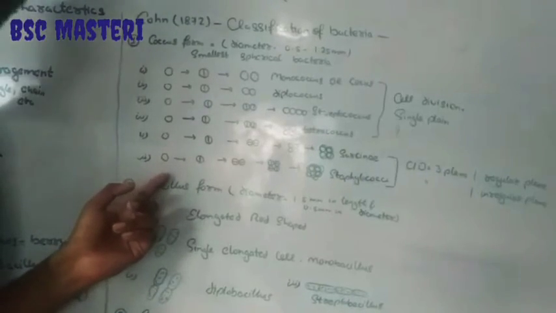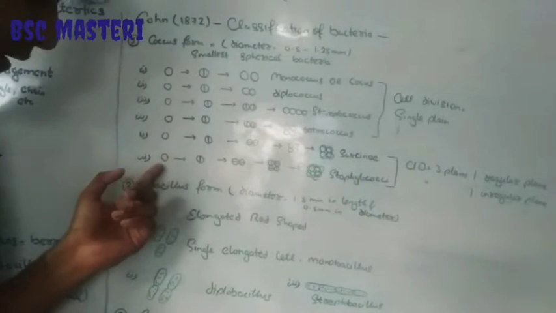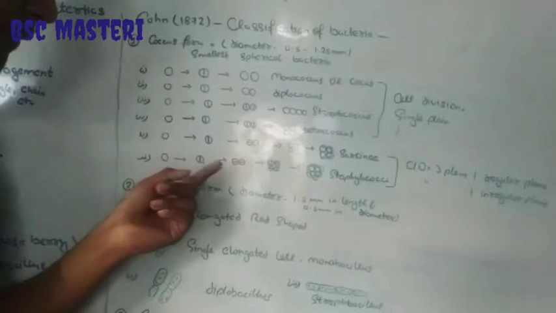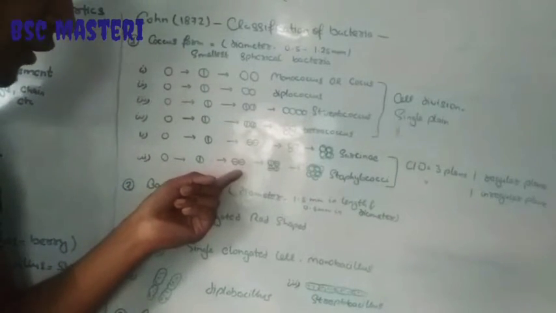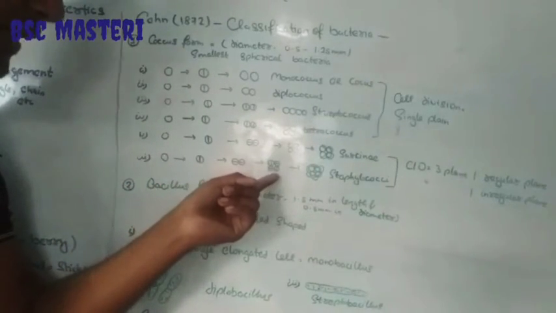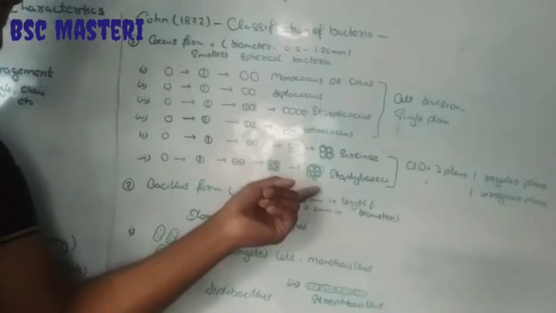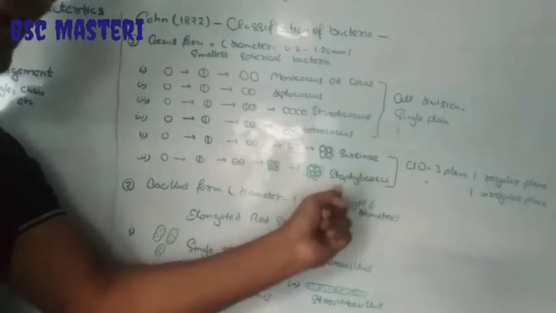Sixth type of bacteria is the bacteria in which division occurs, then they are present as a pair and a second division also occurs, then a third division also occurs, and they form a group of cells known as Staphylococcus bacteria.